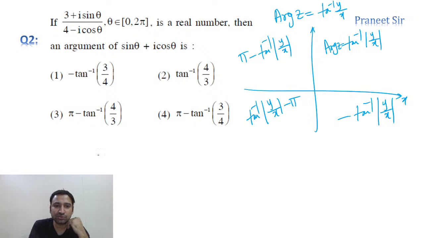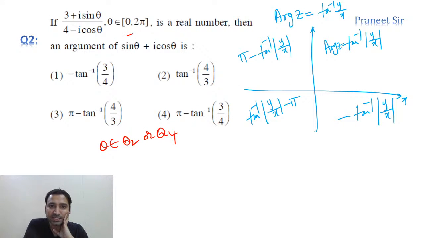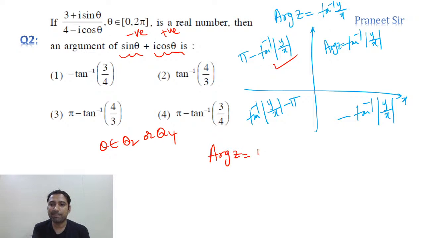But see, we already discussed that theta belongs to either second quadrant or fourth quadrant. So if I take theta belongs to the fourth quadrant, this is becoming negative and this is becoming positive. So real part negative, imaginary part positive means it belongs to this case. In that case, argument of z is equal to pi minus tan inverse modulus of imaginary part. What is imaginary part? Cos theta by real part is becoming like sin theta.